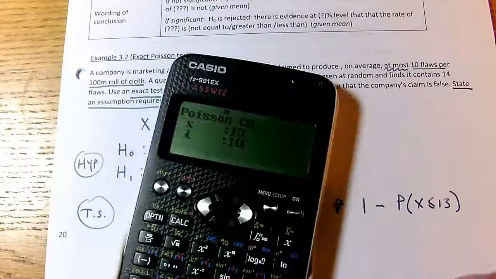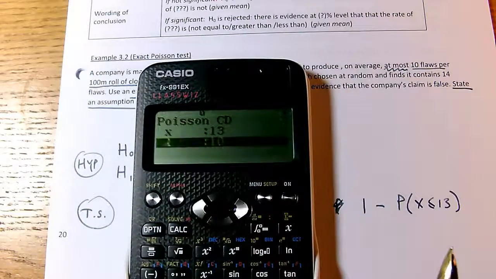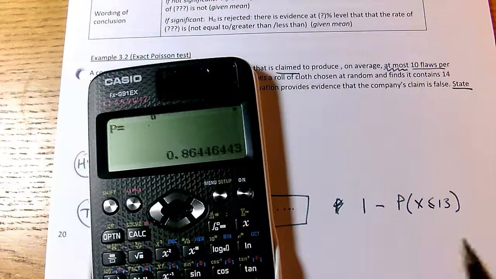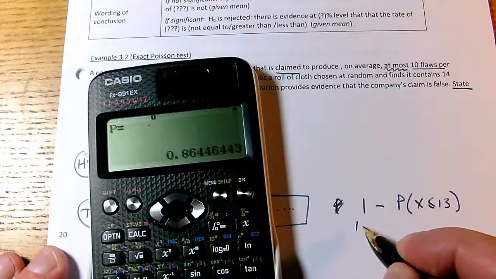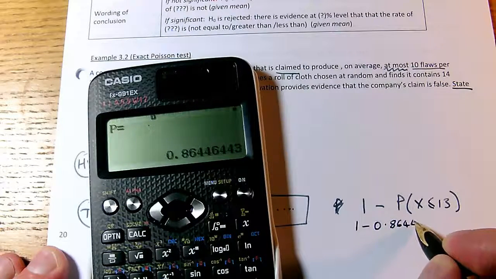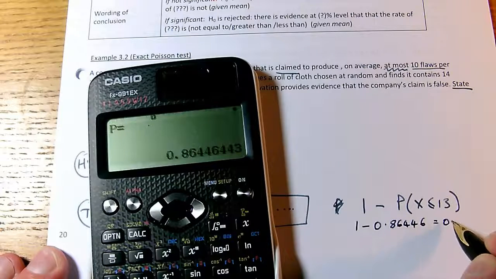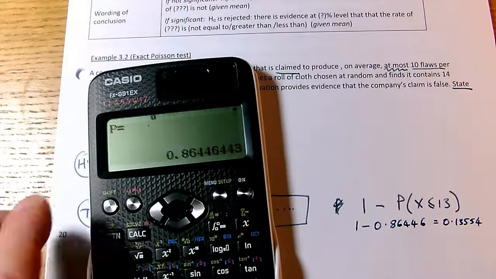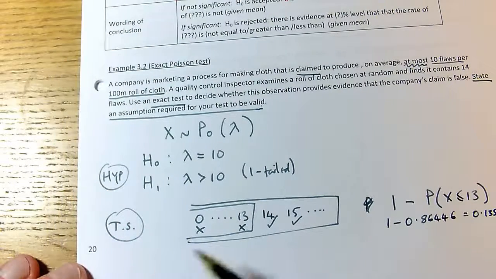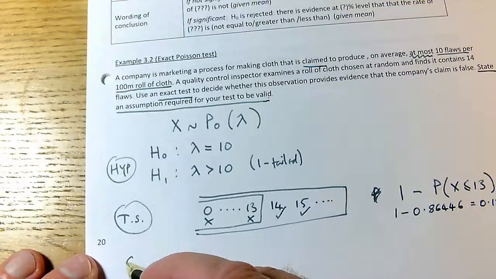I don't know if you can read that. And I get an answer of 0.864, which I need to take away from 1. So it's 1 minus 0.86446, which is 0.135554. Okay, so that's my probability, so that's my test statistic. So now I need a critical value.